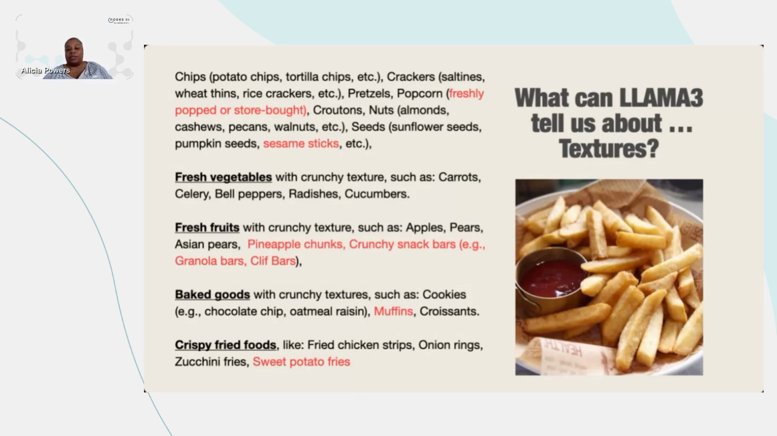I felt like there are some hallucination issues in places, but for crunchy foods, it's chips and crackers and pretzels and nuts and croutons, seeds, things that make sense. With the fresh fruits, it went a little strange with pineapple chunks, and then under fresh fruits it has snack bars or granola bars, which means there's a category issue somewhere in there. And under crispy fried foods, I've never had a crunchy sweet potato fry, but maybe they exist. I don't know. There are some places where it got some things wrong, but it definitely was able to provide crunchy food. So I know that within those embeddings, the idea of crunchiness or texture exists.